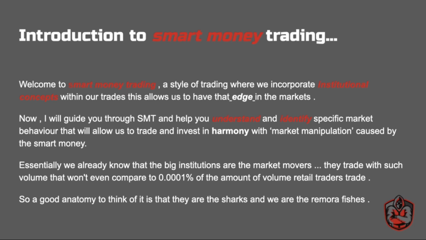Essentially, we already know that the big institutions are the market movers. They trade with such volume that doesn't even compare to 0.00001% of the amount of volume us retail traders trade. A good anatomy that my mentor Mark Fraser taught me is that you got to think of it as this. The smart money are essentially the sharks, and we as retail traders are the remora fishes. Now, the remora fishes would follow the sharks and eat the sharks' leftovers. That's a good anatomy to think of it as.